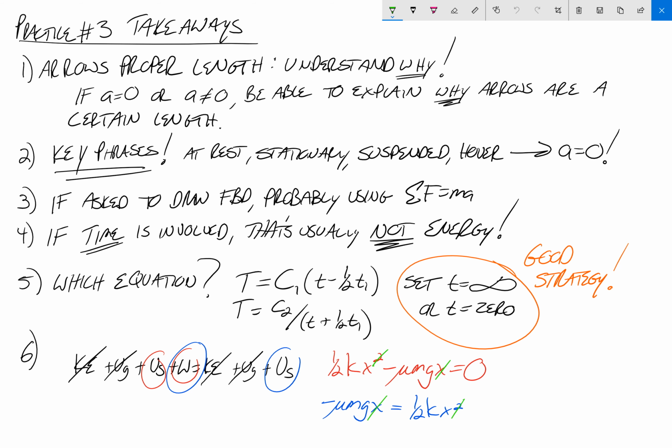One of the first things I noticed is that we're not drawing arrows to the proper length. They say we're not going to be drawing during the AP exam. However, they may ask why they should be the same length, and then you just have to be able to explain that. So if the acceleration's zero or it's not zero, be able to explain why.